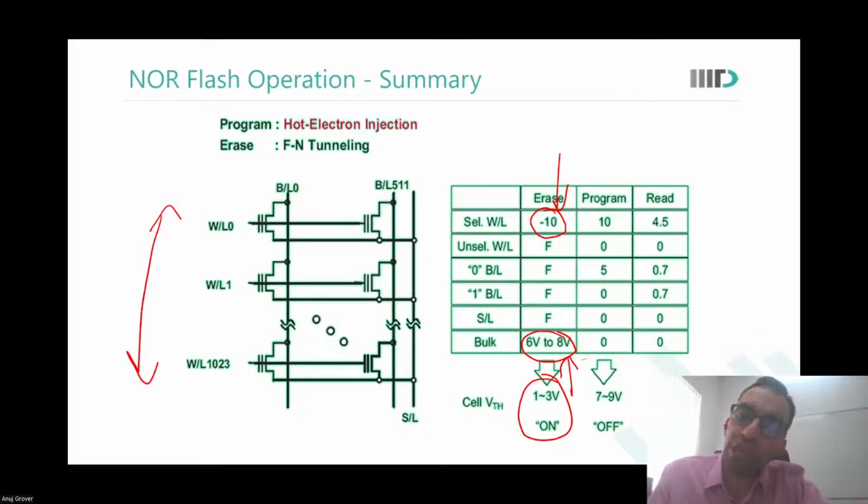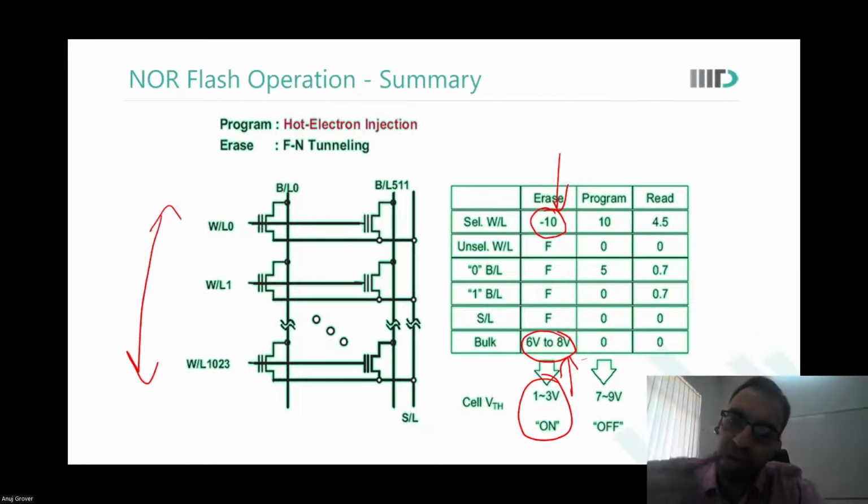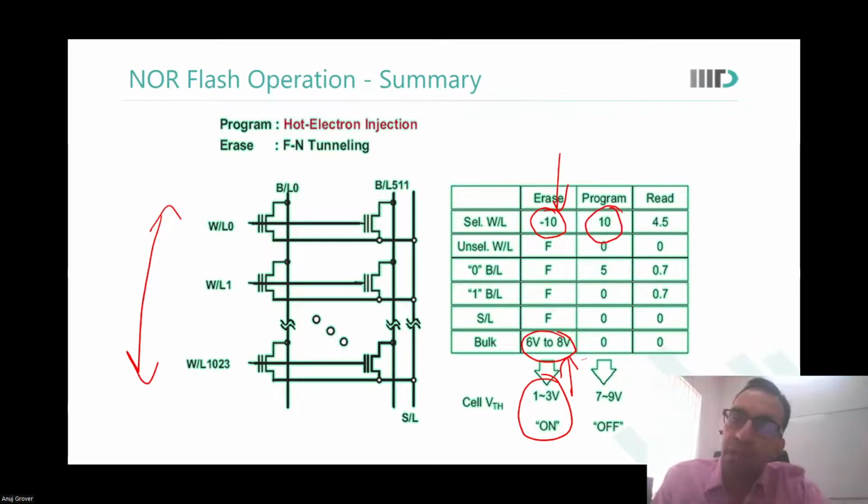Okay, when I want to program, we already discussed this last time also. When I want to program, word line is at plus 10 volts. Bit line is at, let us say, 5 volts. The other bit line is at 0. So what is happening?